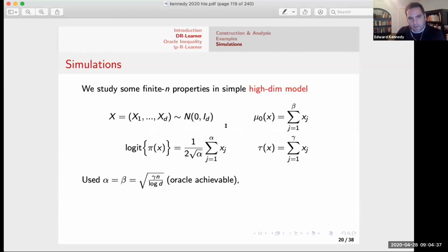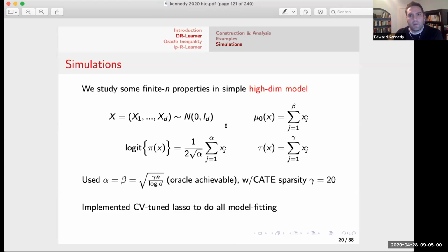So we're going to use that condition on the sparsity, on the nuisance sparsity, that tells us the oracle should be achievable based on our results. So this means the alpha and beta sparsity scale like root gamma n over log d. And then we're just going to pick some CATE sparsity and see what happens. We're going to set gamma to be 20. So 20 of these coefficients in the CATE model are non-zero.